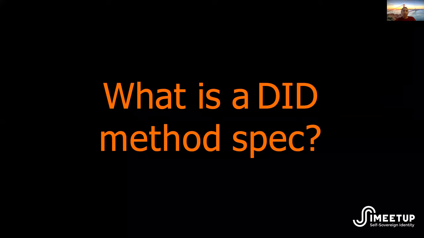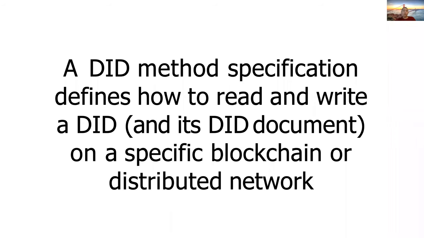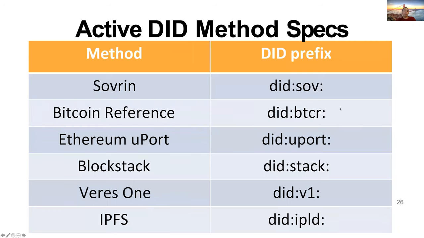What is a DID method spec? So a DID method defines how to read and write a DID, and its DID document. As I told, you could have different DID methods which read and write and resolve a DID to a DID document. It depends on the specific blockchain, for example. You could have different networks which are based on different blockchains.